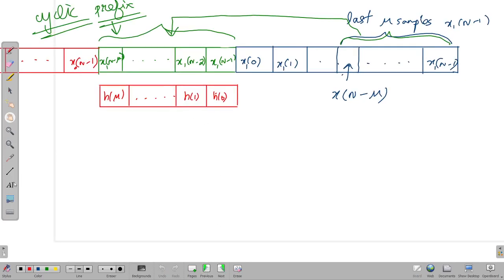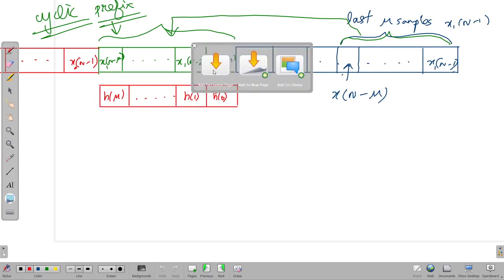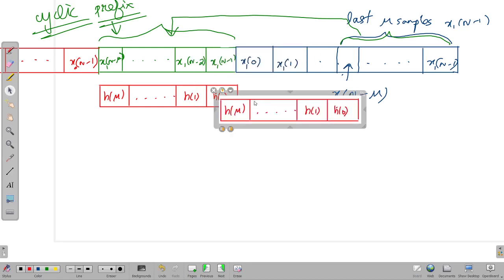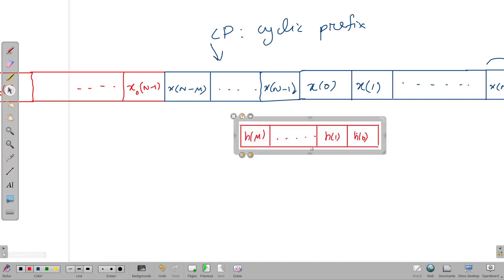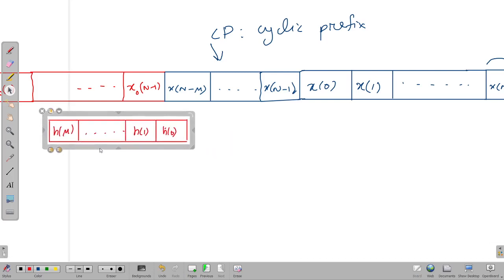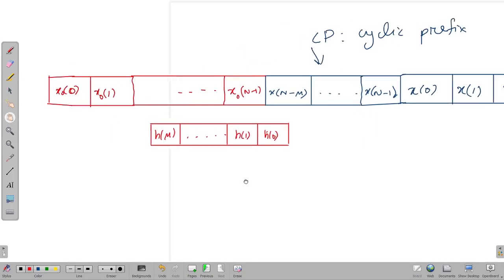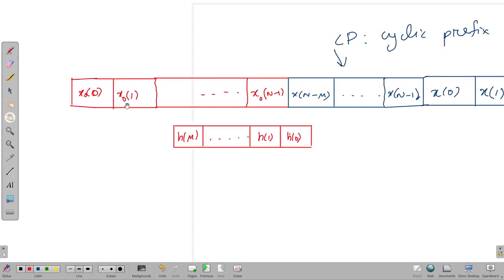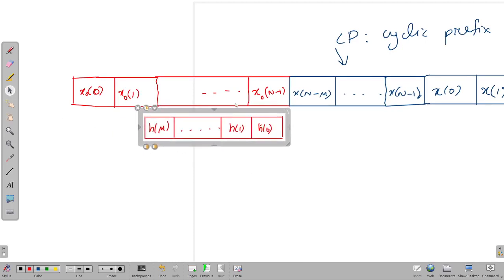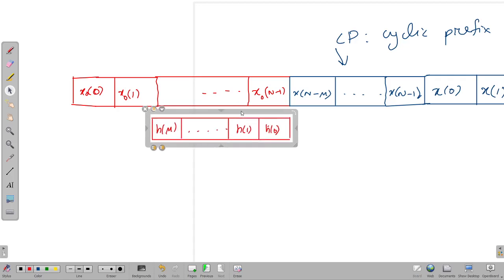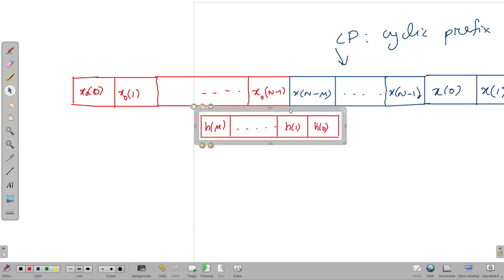So let me just copy this block. The convolution happens, the linear convolution happens to this block, the previous block, and then this convolution moves here.